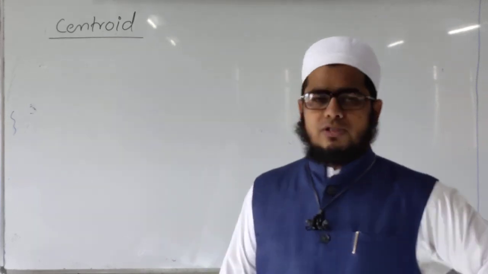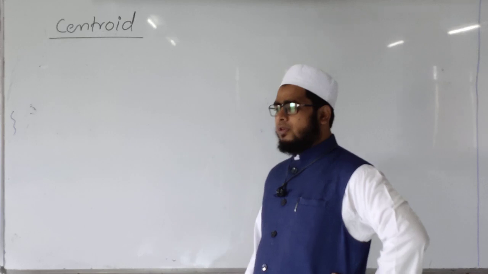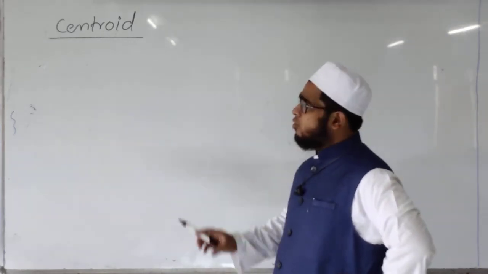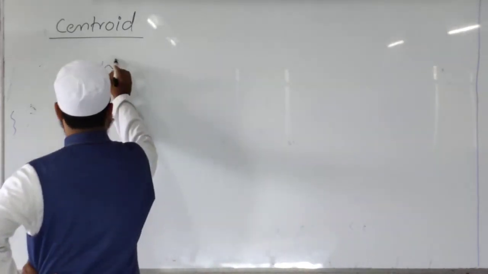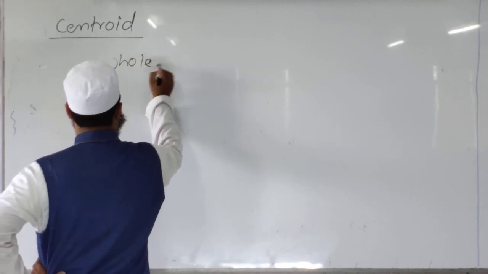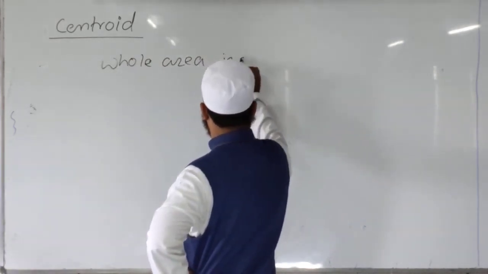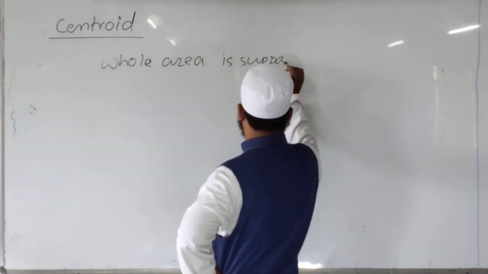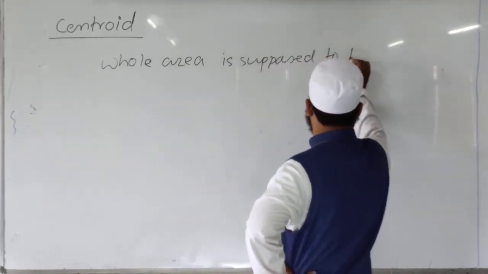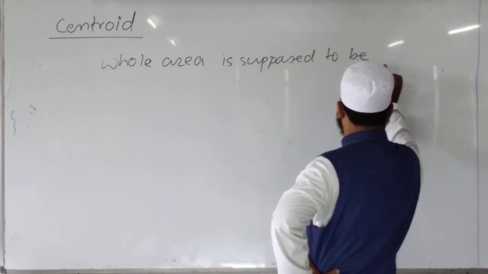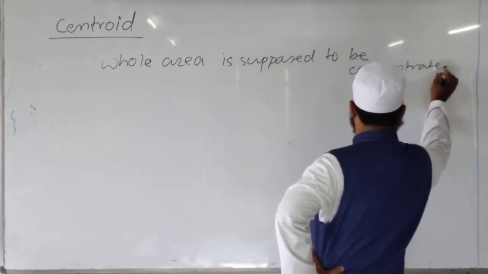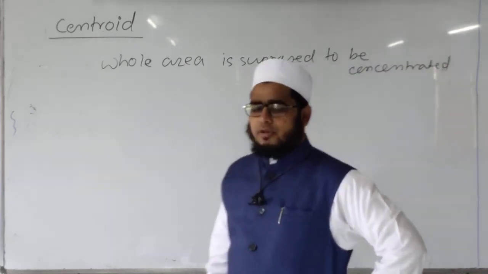the point about which the whole area of the object is supposed to be concentrated is called the centroid of the object. Whole area is supposed to be concentrated. That is called a centroid.